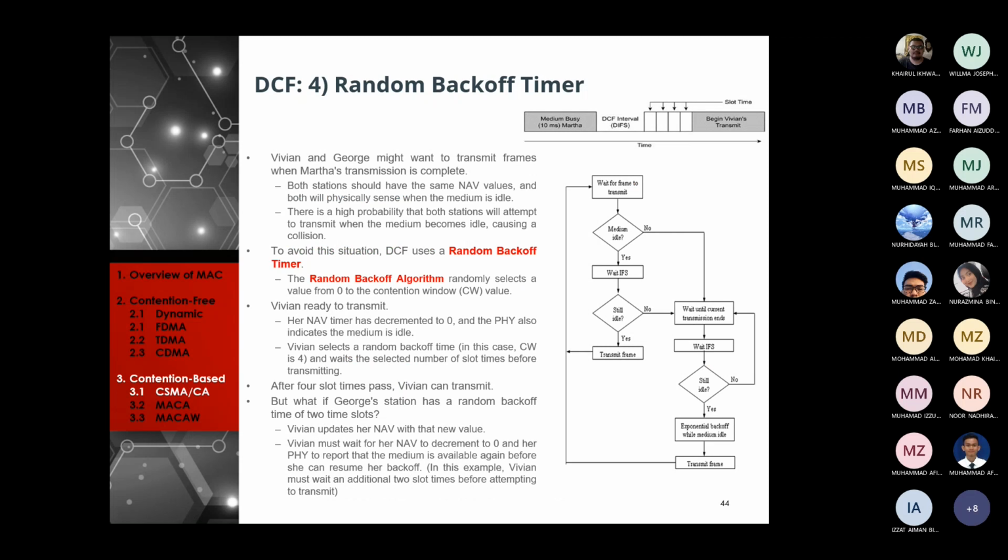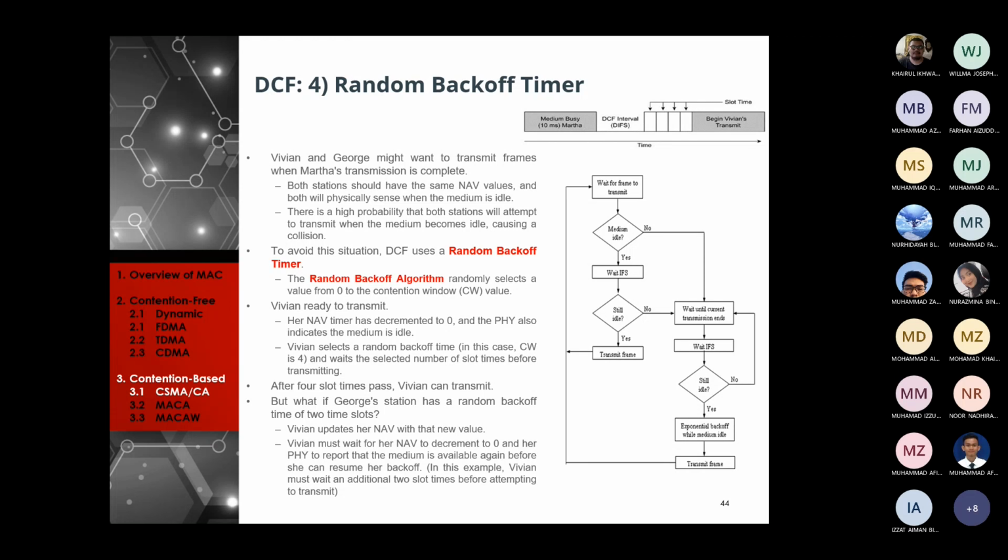Okay, Vivian and Josh might want to transmit a frame when the transmission is complete. Dua-dua nak hantar kan. Both stations should have the same NAV value. They will both physically sense when the medium is idle. There is a high probability that both stations will attempt to transmit when the medium becomes idle, causing a collision. To avoid this situation, they also use a random backoff timer. So maksudnya dua host ni, Vivian dengan Josh ni nak hantar kan. So dia akan sense dulu kan. Okay, dia akan sense dulu. Dua-dua tengah tunggu. So tiba-tiba kalau kata carrier tu dah idle, so of course dua-dua akan hantar kan.